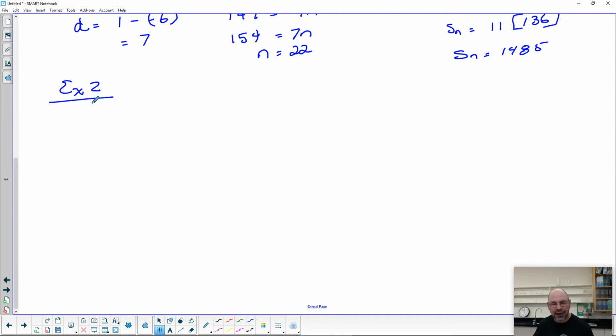Okay, so let's say I had the series -7, -11, -15, dot, dot, dot, and I go all the way up to the 23rd term. Sometimes I'll put S in there. And it says find the sum of the series.